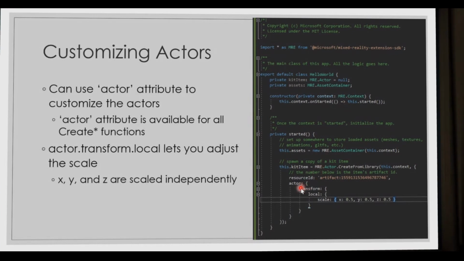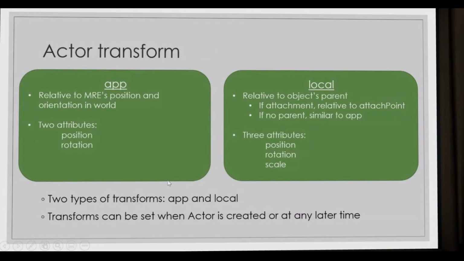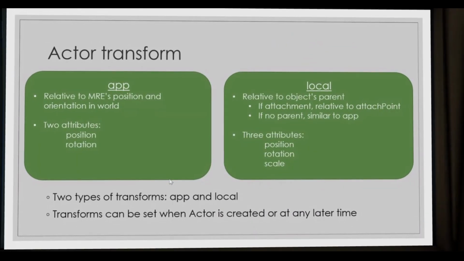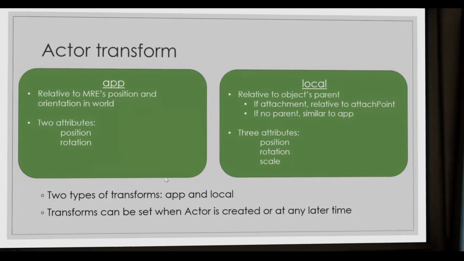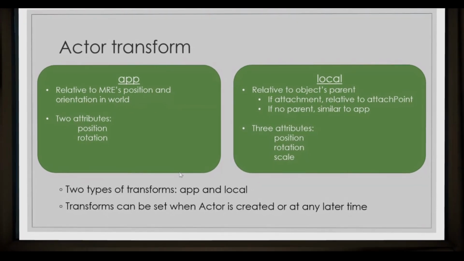Basically, it's pretty straightforward here. If you know what these mean: transform, the local, and then the scale. And again, they're scaled independently. So that actor transform is one of the most common things after the attachments that you're going to want to do. And let me say, you can use both attachment and transform in the same creation, and that's very common as well. We'll talk in a minute about why you may want to do that.